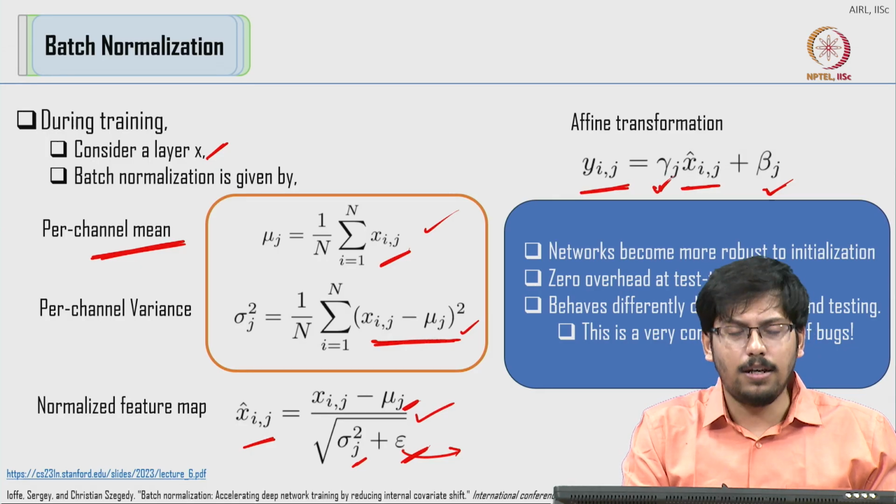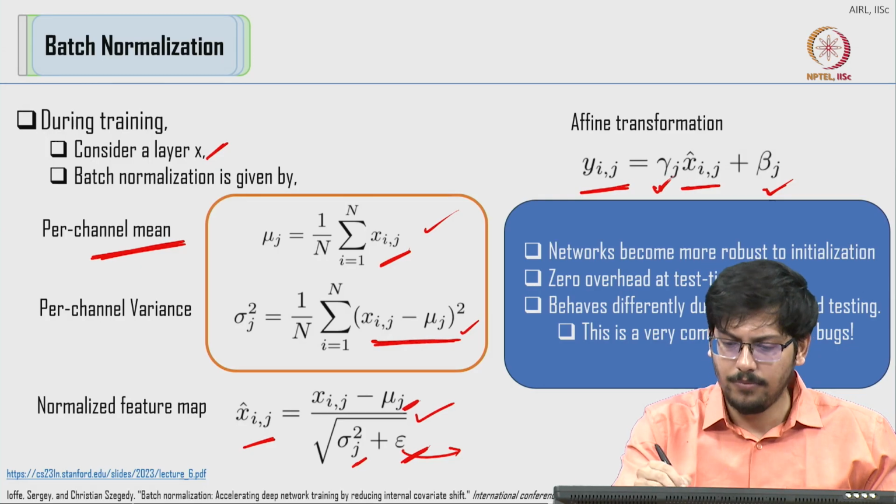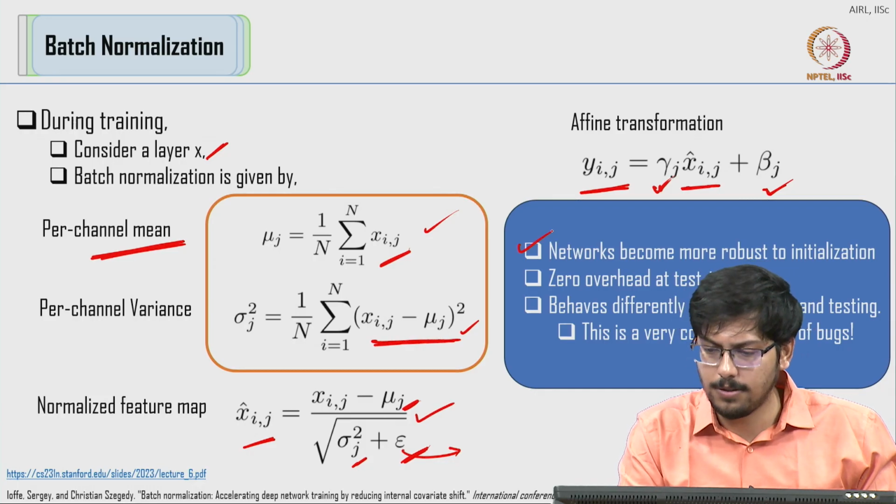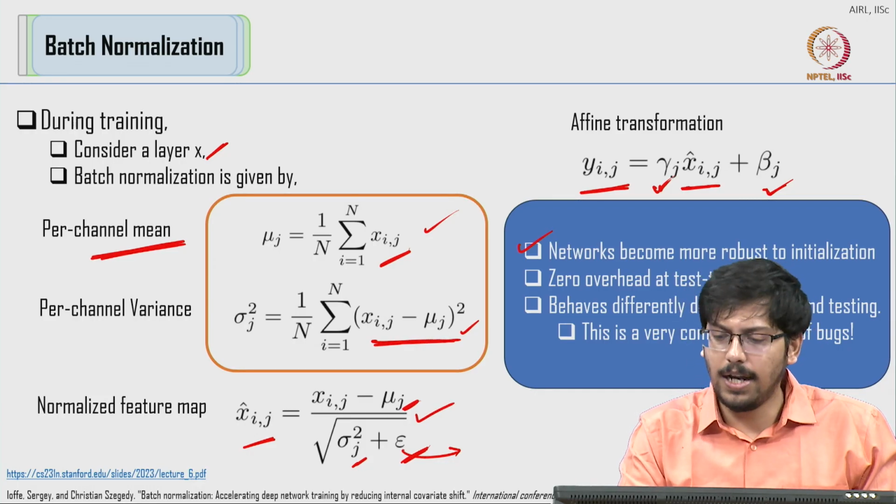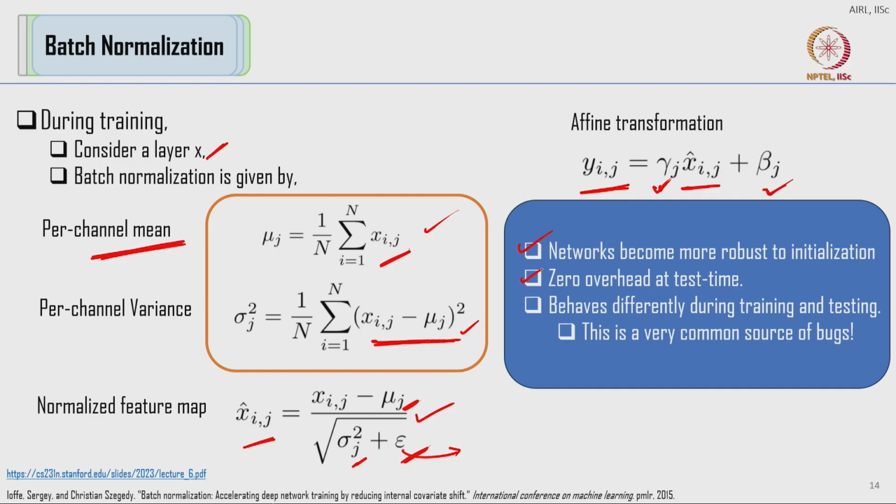Now the main advantages of batch normalization are that the networks become more robust and there is zero overhead at test time, because all these terms which are required are computed during training, not during test time.